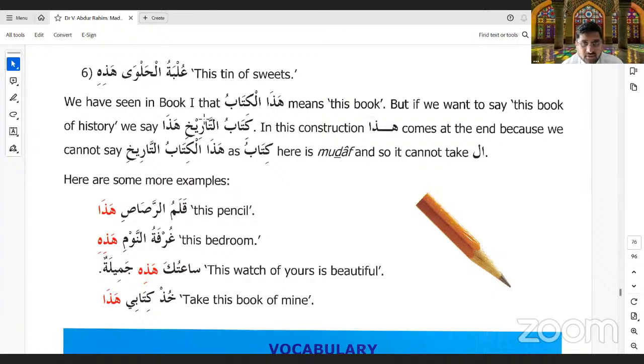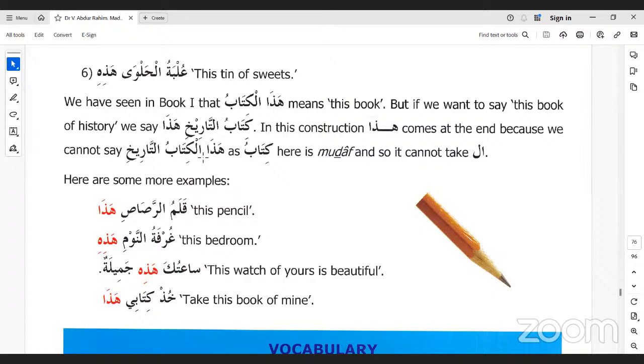Ulbatul halwa hadhihi, destin of sweets. We have seen in book 1 that hadha al-kitabu means this book. But if we want to say this book of history, we say Kitabu Tariqi Hadha. In this construction, Hadha comes at the end because we cannot say Hadha Kitabu Tariqi, as Kitabu here is Mudaf, and so it cannot take al.